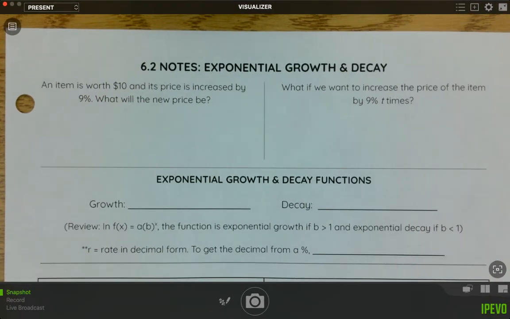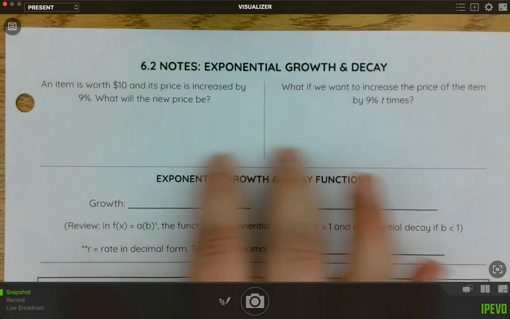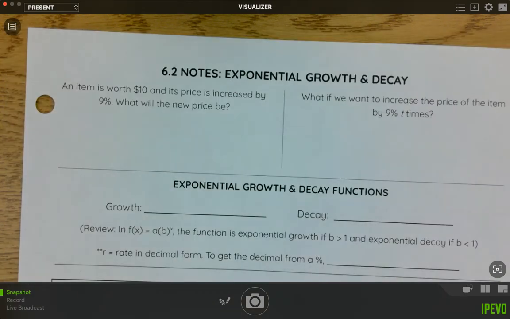Hey everyone, welcome to 6.2 Notes, Exponential Growth and Decay. I'm going to start with some examples up here at the top. These aren't exactly what we're doing today, but I do want you to be able to see where in the world it's coming from.